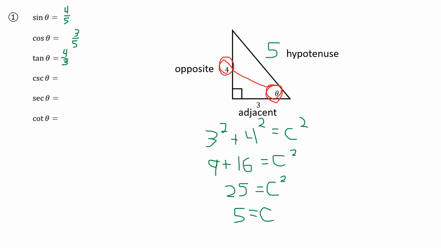So cosecant is the reciprocal of sine. Secant is the reciprocal of cosine. Cotangent is the reciprocal of tangent. Right, so for the next 3 answers, I just flipped the first 3 over.